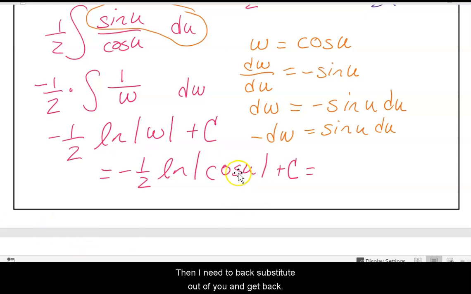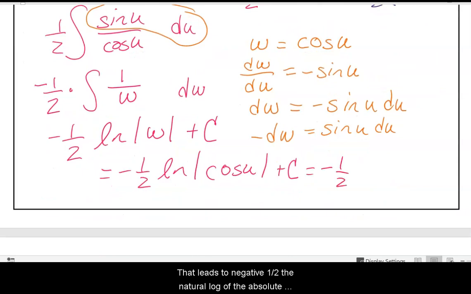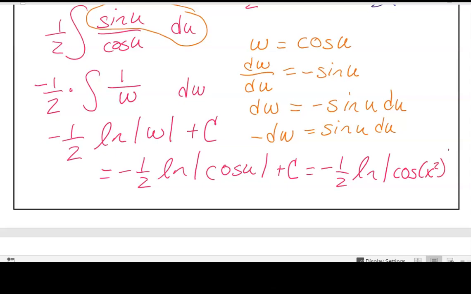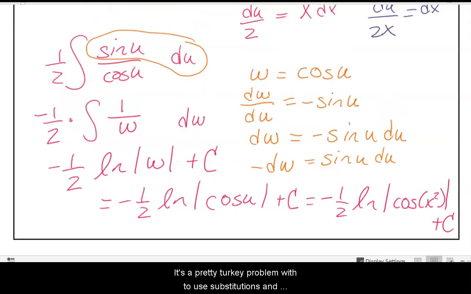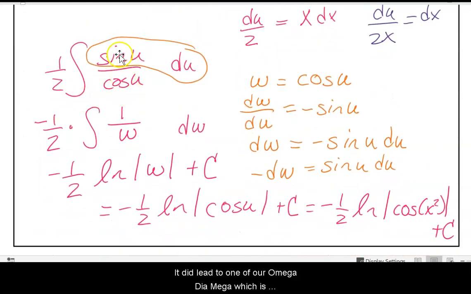Then I need to back substitute out of u and get back to x. U was x squared. That leads to -1/2 the natural log of the absolute value of the cosine of x squared plus a constant. And that would be the final result. It's a pretty tricky problem with 2 u substitutions, and though it initially looked as though it didn't involve exponentials and logarithms, in fact it did. It did lead to 1 over omega d omega, which is the natural log of the absolute value of omega. Let's take a look at another example.